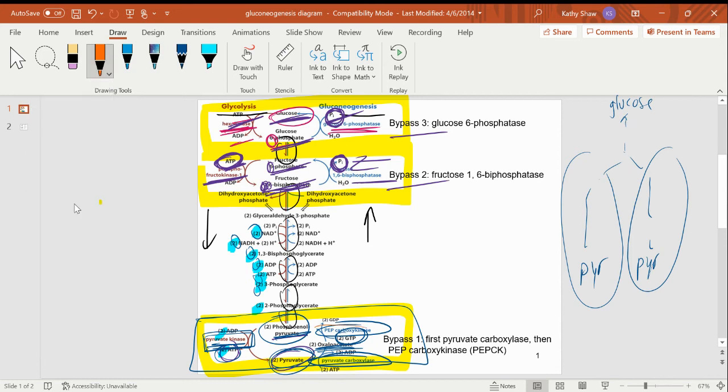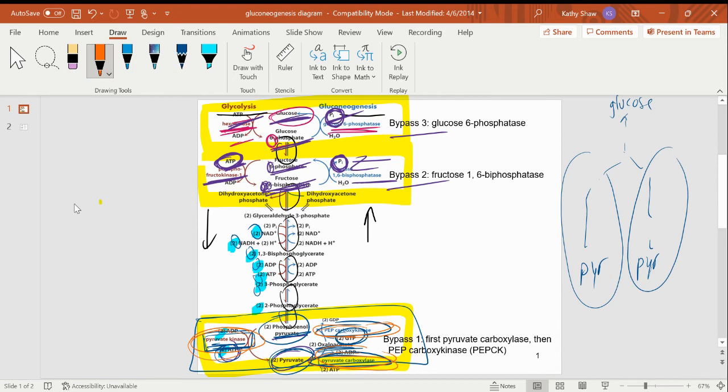And of course, these, sounding so similar, are very likely where your "except" is going to come from. Because they're all pyruvate, phosphoenolpyruvate, carboxylase, carboxykinase, kinase, whatever. So I would make sure I was really solid on these enzymes. So that's a good thing to know.